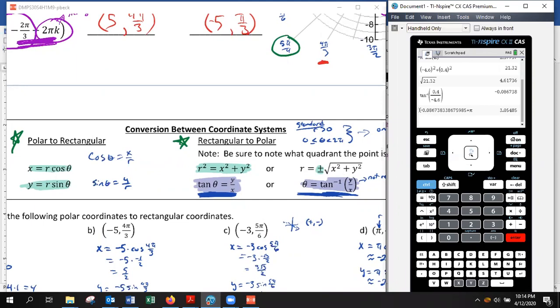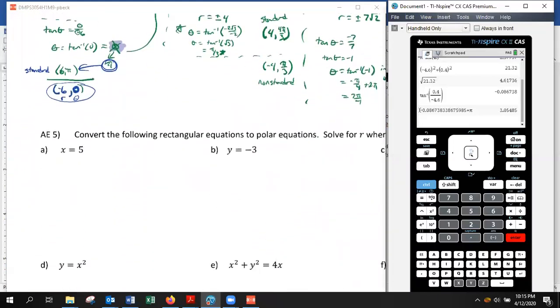So these 4 equations are really going to be the backbone, not only for converting between coordinate systems, but also between equations. And what do I mean by that? Let's take a look at our first equation. Our first equation is simply x equals 5.